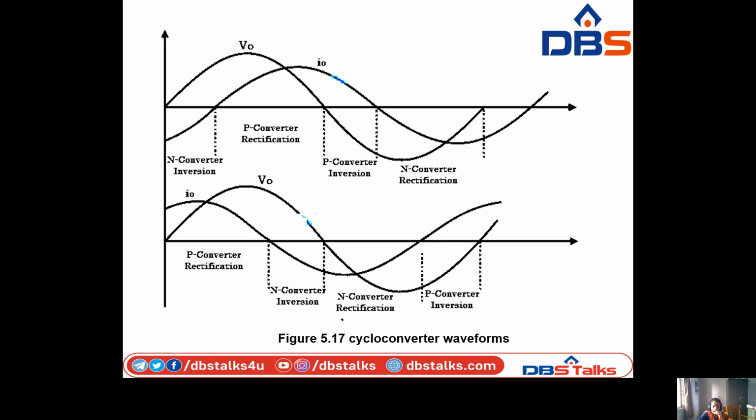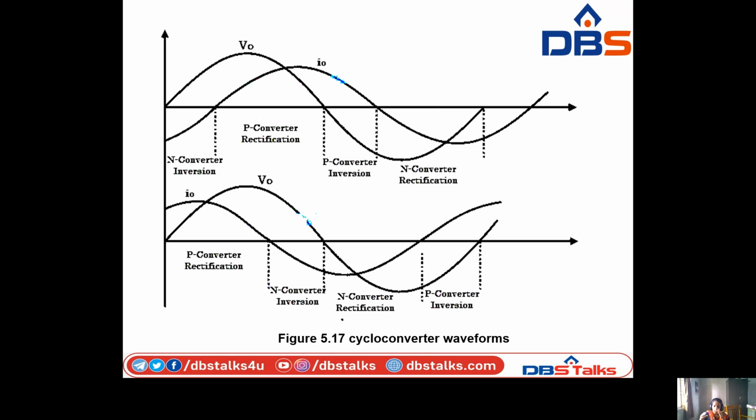At the start, the P converter acts in rectification mode, that is in the positive half cycle. After pi, it comes into inversion mode, and then the N converter acts in rectification mode. So one converter acts as a rectifier and the other in inversion mode. This is the output voltage, and now coming to the output current for different power factors.